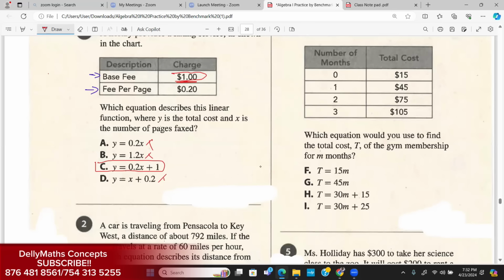And then as you could see, x times the 0.2, or the 20 cents, would have been the number of pages that you would have been printing in addition to the $1. All right. So let's go to question 2.